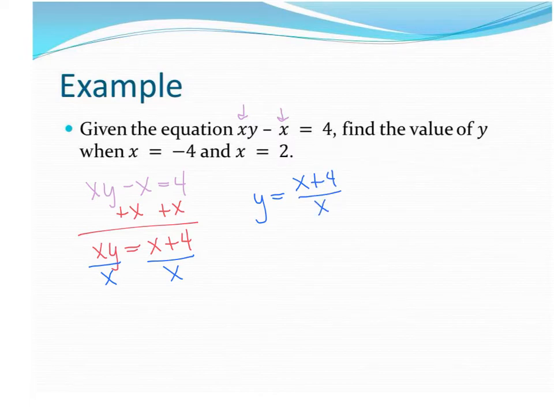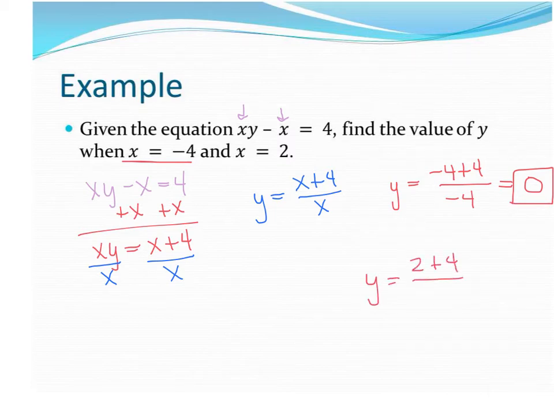So there is y, and then if I want to evaluate it for negative 4, we have negative 4 plus 4 divided by negative 4. That would be 0 because you're going to get 0 on top. And then if we evaluate it for 2, we're going to get 6 over 2, which is 3. So the nice part there was having all the x's on one side, y on the other side. All we had to do was plug in our x, and we had our answer.